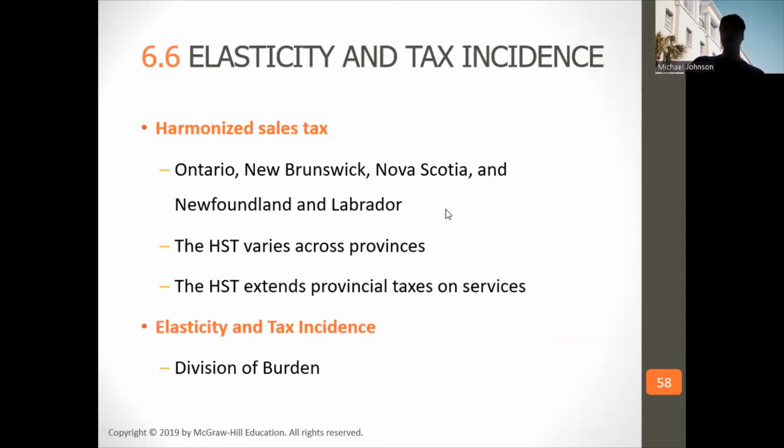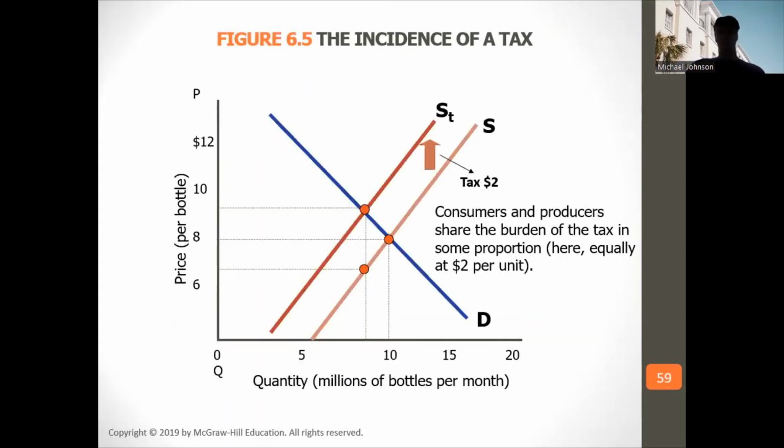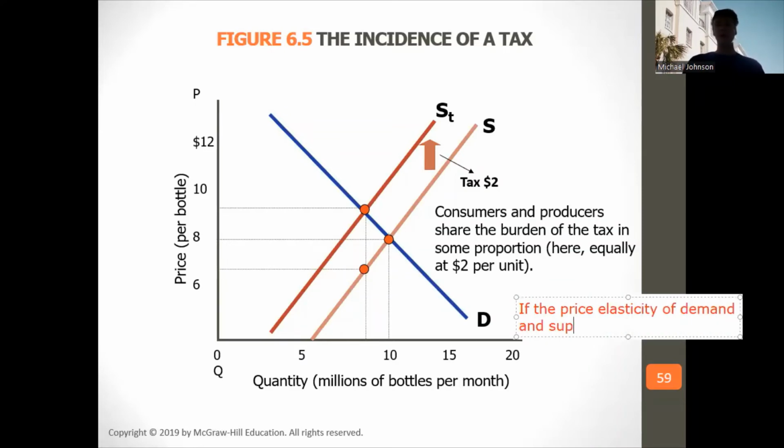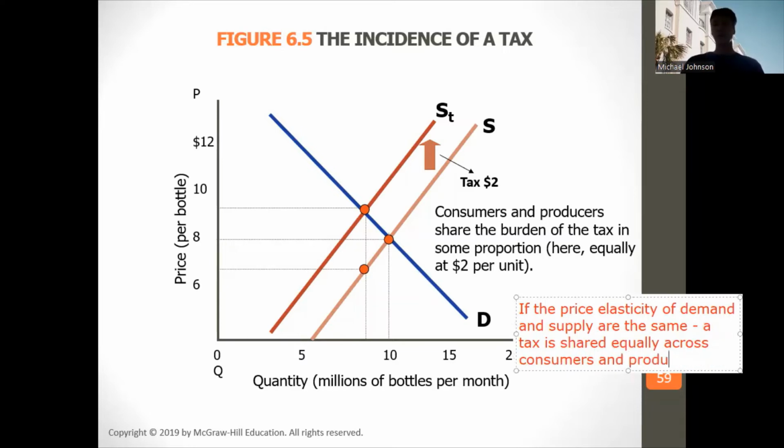So harmonized sales taxes in Ontario, New Brunswick, Nova Scotia, Newfoundland, and Labrador. HST varies across provinces. HST extends provincial taxing services. In this case, if the price elasticity of demand and supply are the same, a tax is shared equally across consumers and producers.